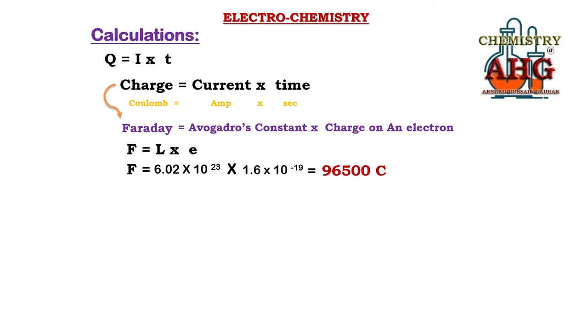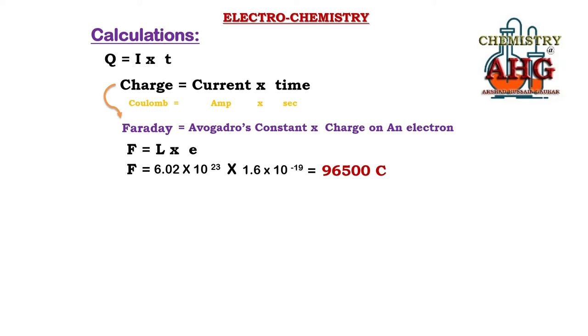Now in word form, if ever you are asked what you mean by Faraday, if you look at the formula, you can define it like this: 1 Faraday is the charge carried by 1 mole of electrons. Yes, the charge carried by 1 mole of electrons is known as 1 Faraday. So this is one piece of information that you must remember for doing calculations for electrochemistry.